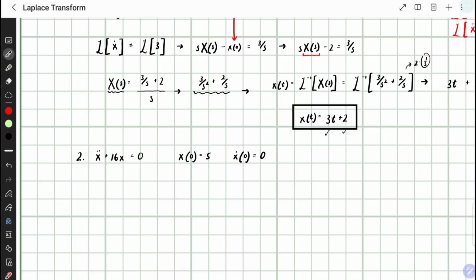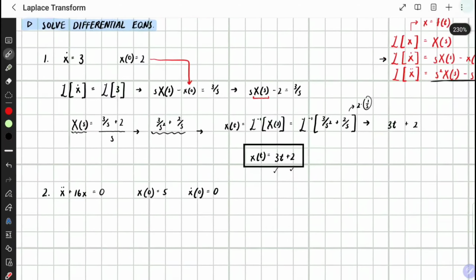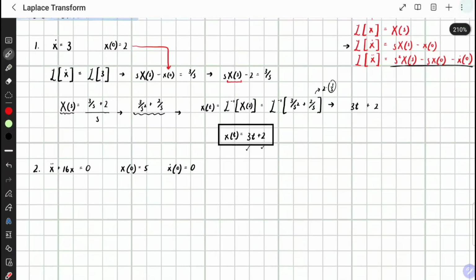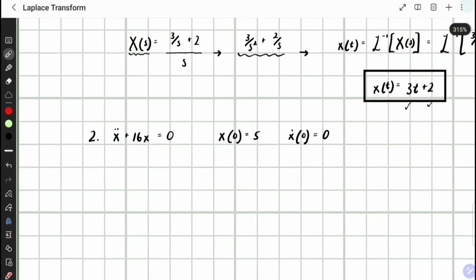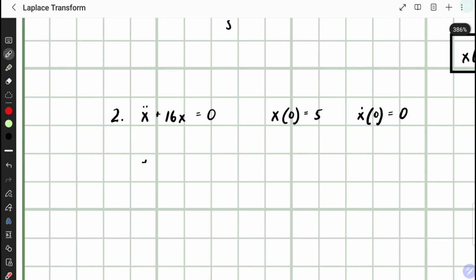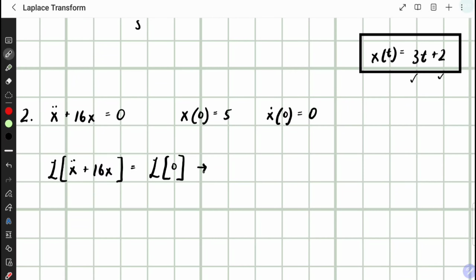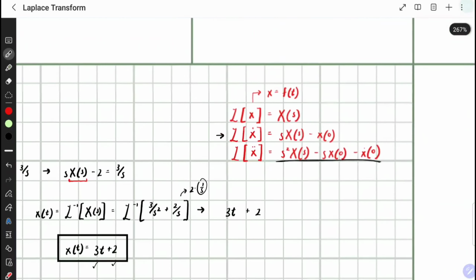For this final example, we have x double prime plus 16x is 0. And we have these two initial conditions we can plug in. Same approach as before. We just take the Laplace of both sides. Laplace of x double prime plus 16x is equal to the transform of the right side, which is 0. Because of linearity, we can break it up into 2. Laplace transform of x double prime, we just wrote it out here.